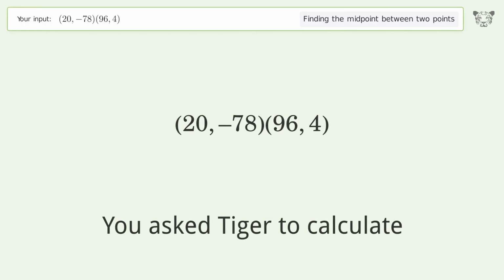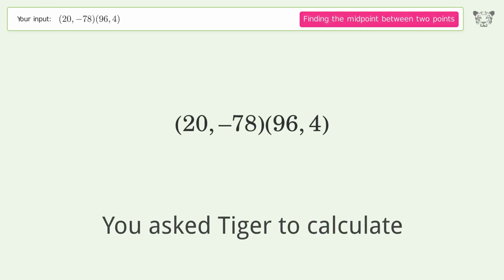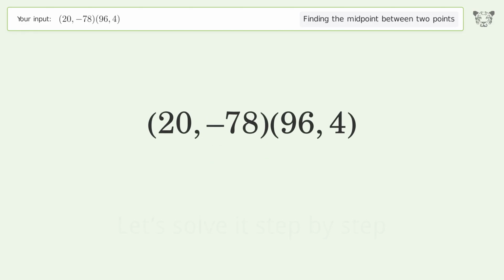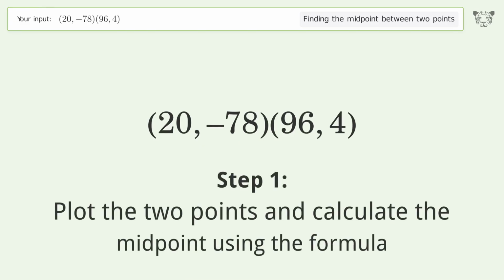You ask Tiger to calculate. This deals with finding the midpoint between 2 points. The midpoint between the 2 points is 58, -37. Let's solve it step by step. Plot the 2 points and calculate the midpoint using the formula.